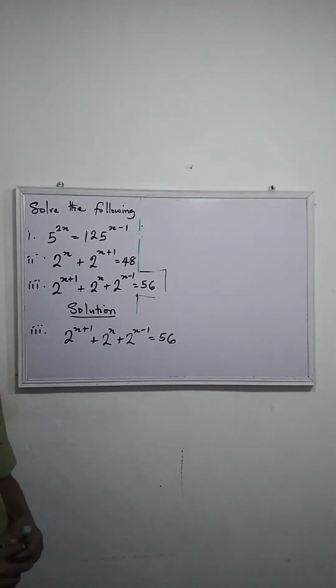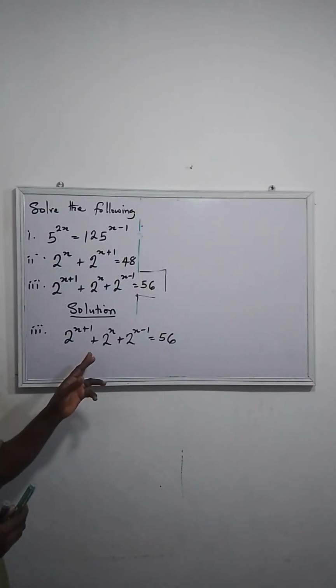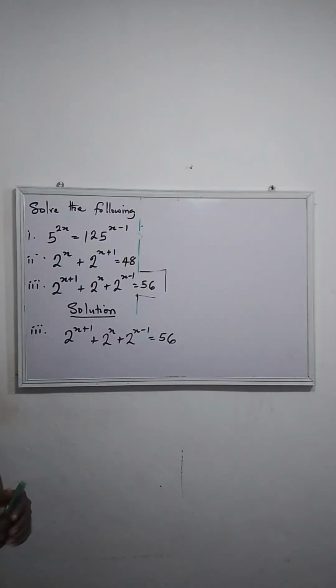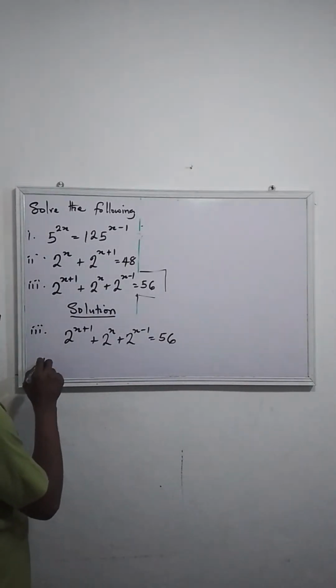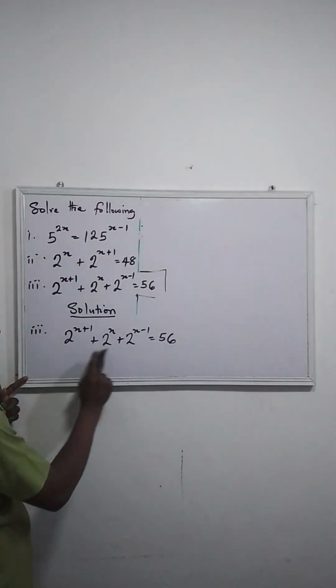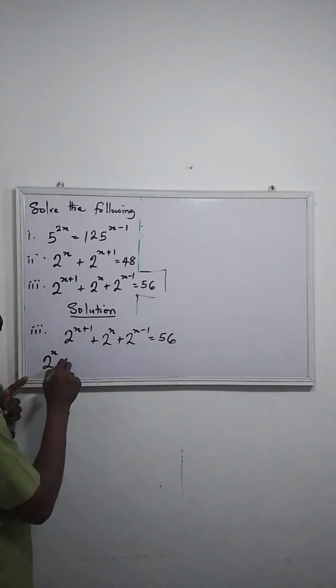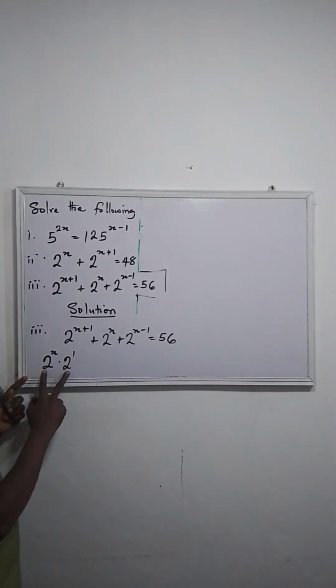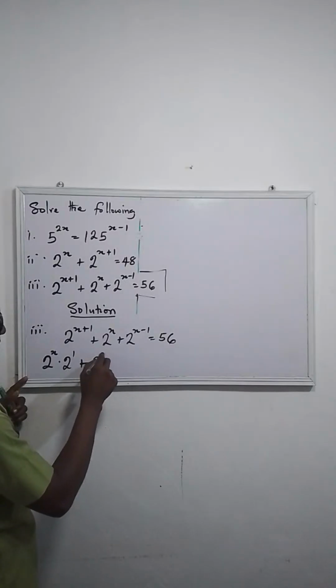We are going to use the same law of indices, the law of multiplication. So we find a way of factoring out 2 raised to the power of x. Let's express the left-hand side. Now we have 2 raised to the power of x times 2 raised to the power of 1, because when you multiply these together, you add the powers. So it's still going to give you this. So this plus 2 raised to the power of x.